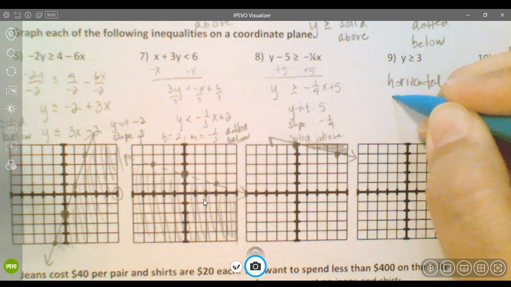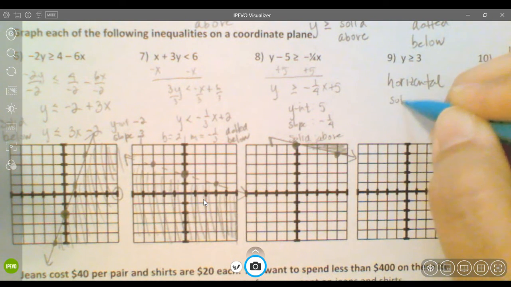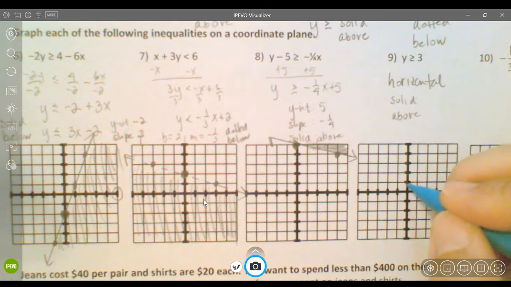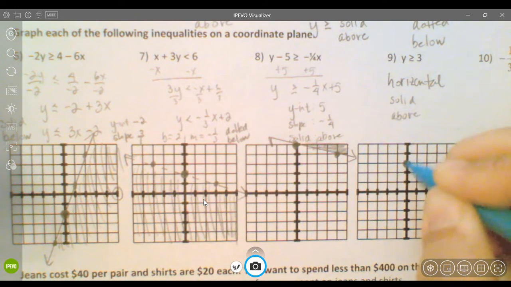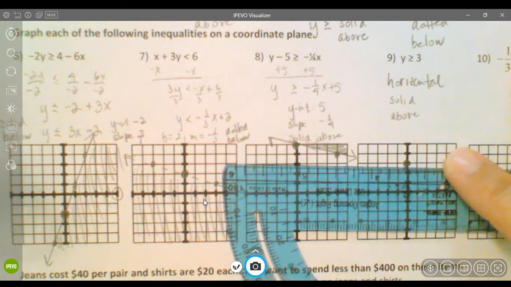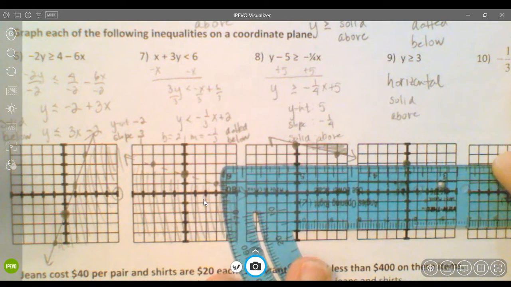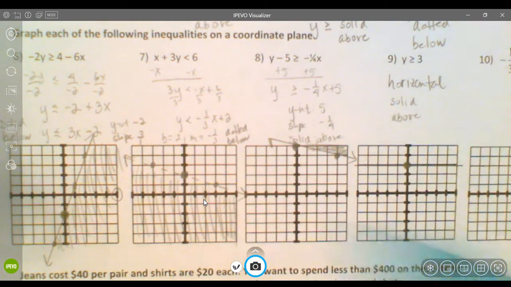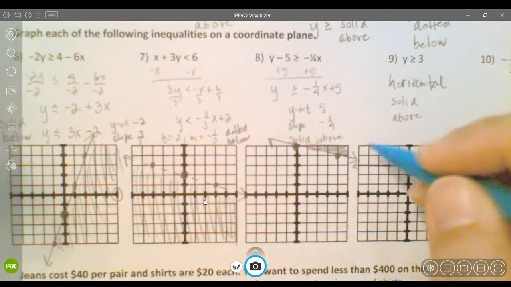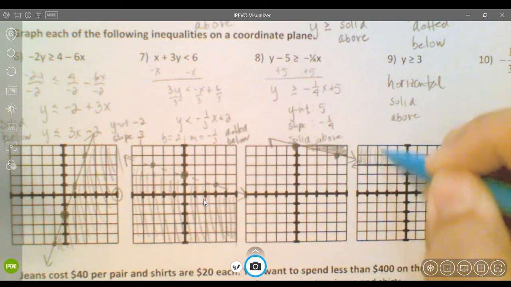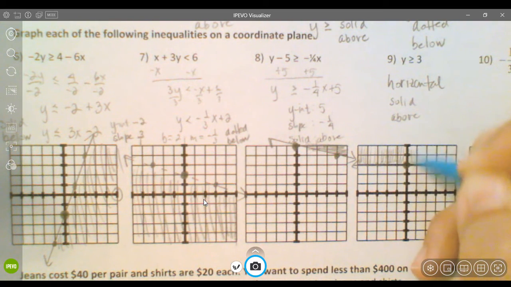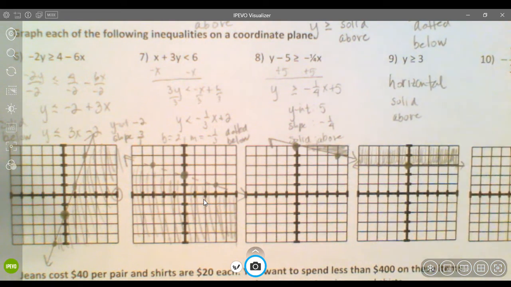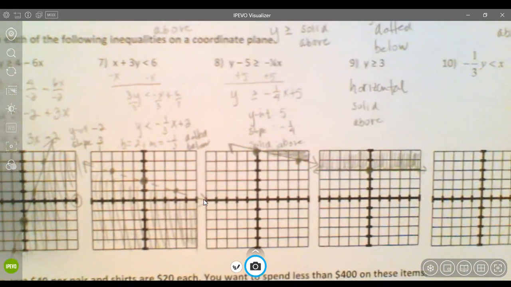We have a solid line, and we shade above. 1, 2, 3. Let's make this solid. And we shade everything above. So anything in this shaded region, if I choose its y-coordinate, the y-coordinate should be greater than or equal to 3.